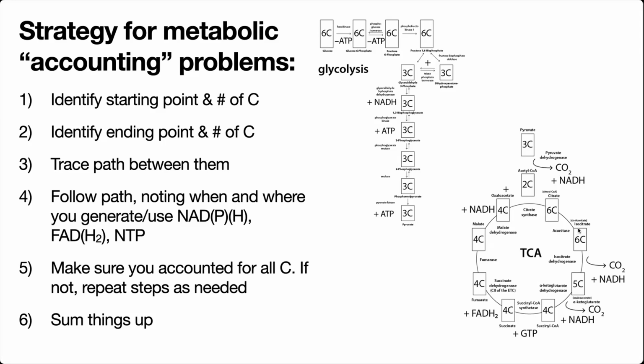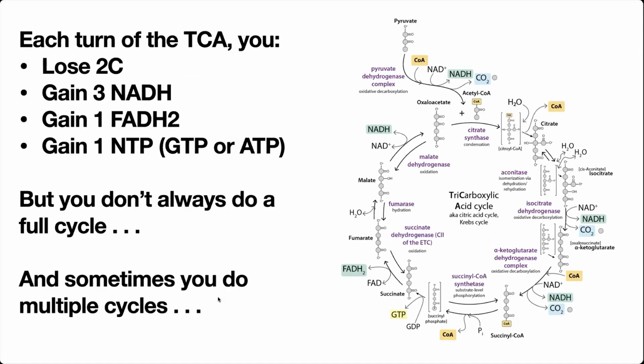So if you stick something into the cycle that's say 5 carbons, you're actually going to need to go around the cycle about 2.5 times in order to get rid of all those carbons. And depending on where you come in, you're going to generate different amounts of things. So you want to keep track of where these key points are that you're generating the things that you're trying to keep track of. And then at the end of the day, you need to sum things up and see where things lay. So let's do some practice problems.